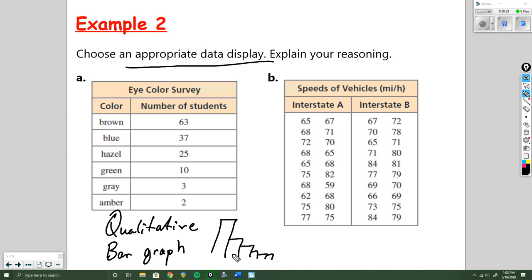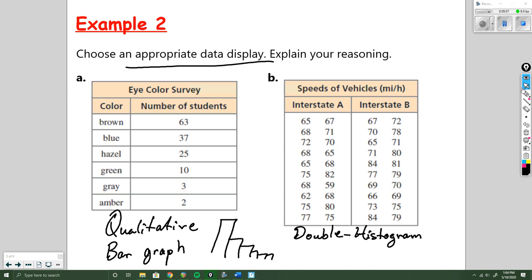All right, if we take a look at part B, speeds of vehicles on Interstate A and Interstate B. We actually did this type of an example in the last lesson, and what we used was a histogram, and that would be perfect for this. So we could imagine, since there's two different interstates, we could use something like a double histogram, and that would be a great comparison between these two interstates, and then also we'd get a great feel for the distribution of the data for each.